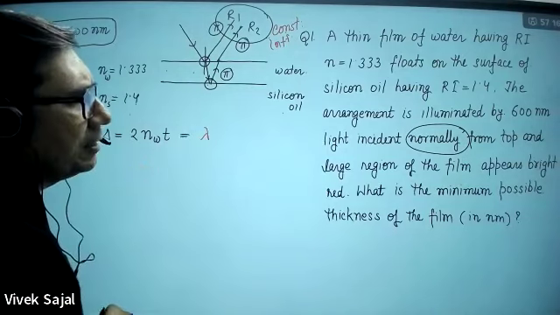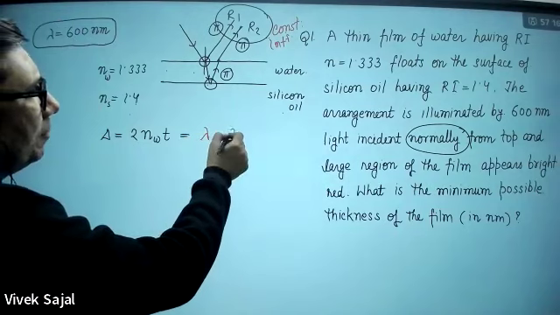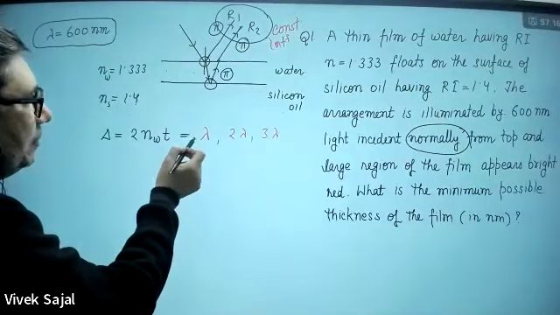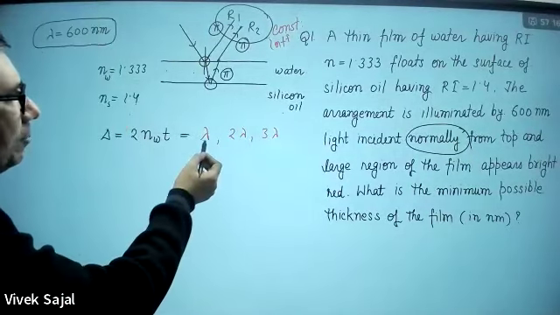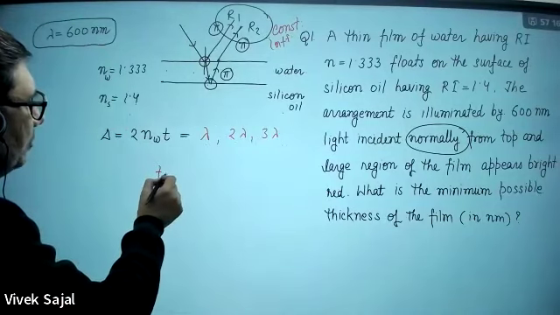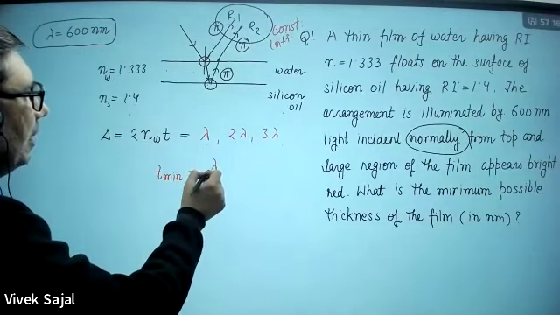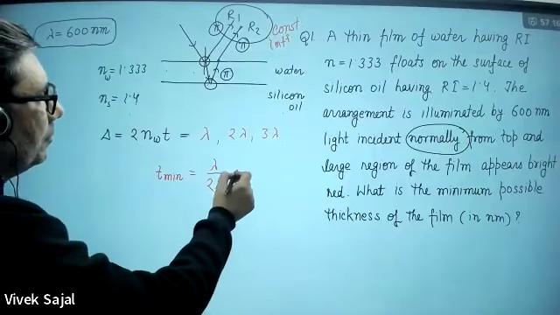So for minimum thickness, it may be 0 lambda, 2 lambda, 3 lambda, like this, but you have to understand that if 0 is there, thickness will be 0. That doesn't have any meaning. So it will be lambda, 2 lambda, 3 lambda, like this. So what will be T minimum? T minimum in this case will be lambda upon 2 times NW.